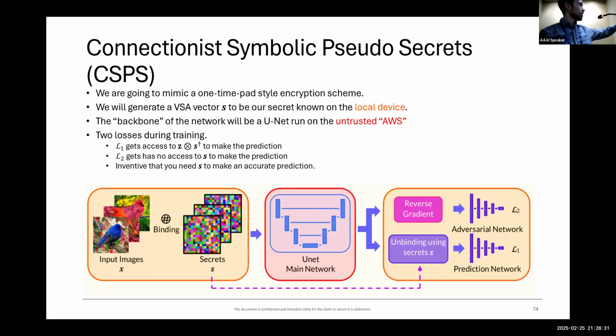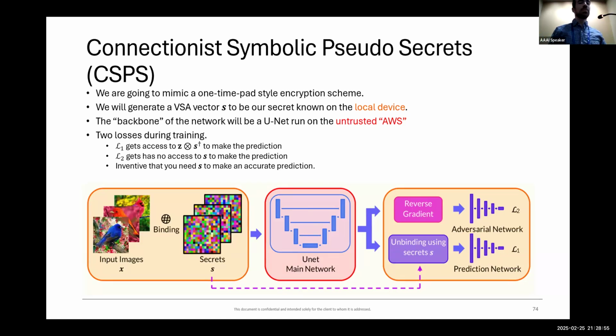We have a UNet network that is sort of the backbone that does the feature extraction. When we're training, we have two losses. One loss we compute by first unbinding our secret, and we have a little teeny tiny network that just quickly makes the prediction, because again, we want the third party to do the majority of the compute work.